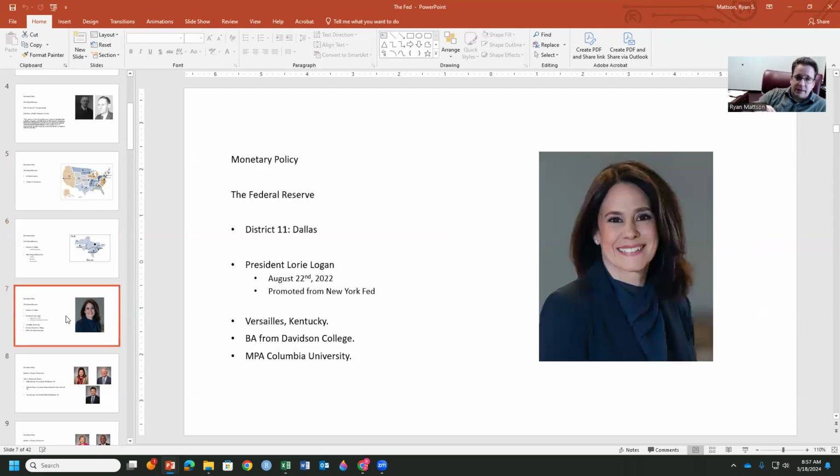So along with that, we have our current Dallas Fed President, Lori Logan, who was appointed August 22nd, 2022. Before this, she was at the New York Federal Reserve as a vice president there and helped to drive a lot of the monetary policy decisions, and helped to execute those decisions during the COVID-19 pandemic.